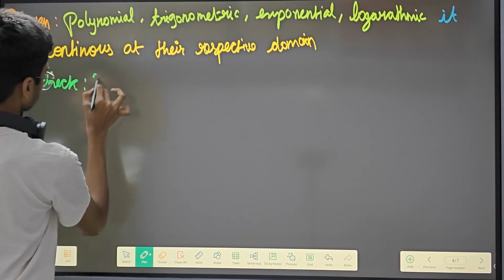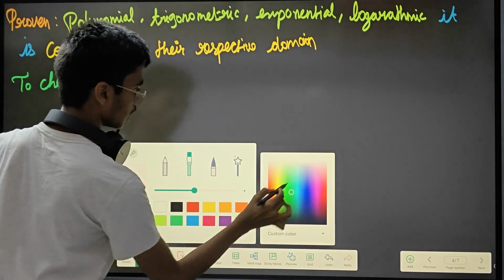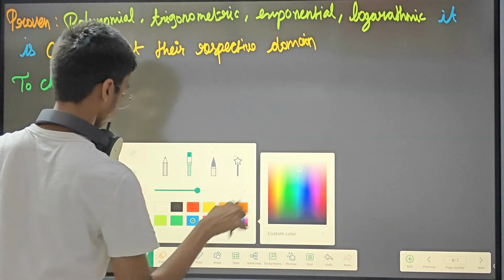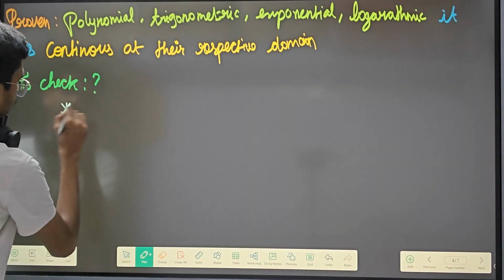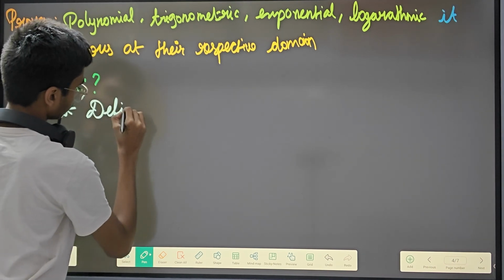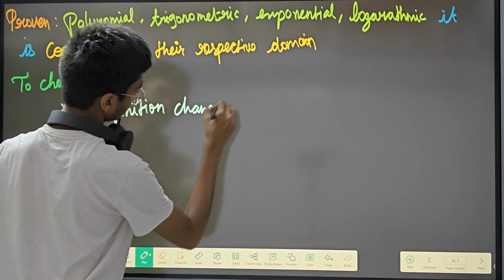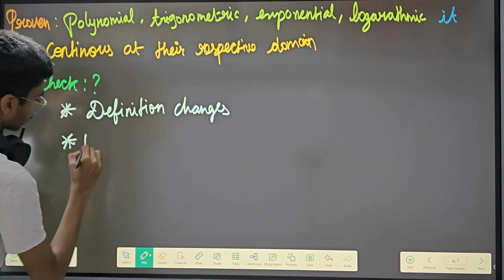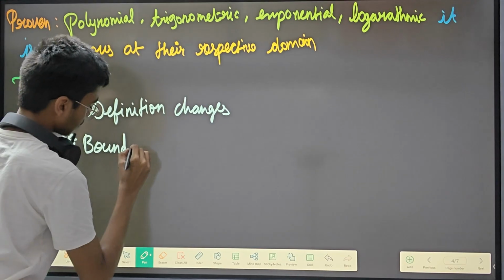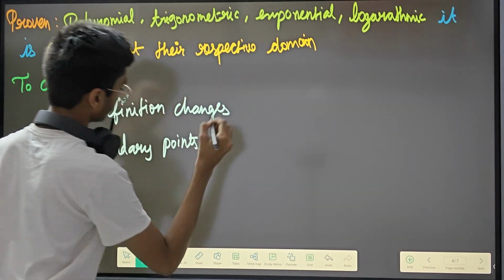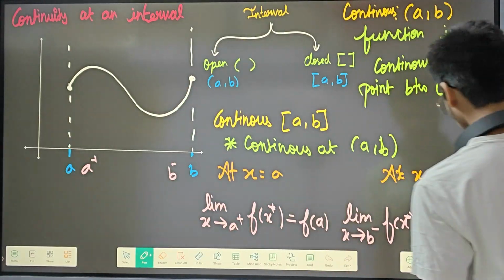To check. So where to check? At the place wherever the definition is changing. Okay, so definition changes, then at boundary points. For this we will be doing some boundary points. Okay, see, definition changes in the sense, you just look at this one.